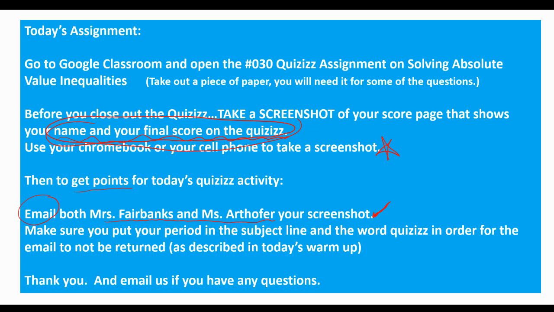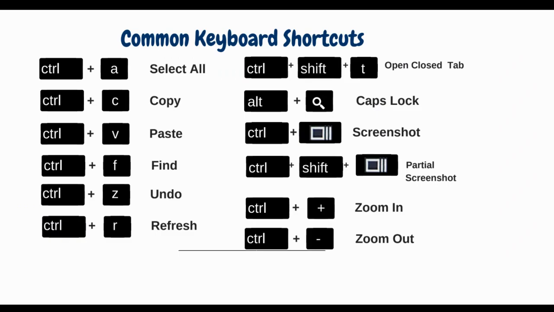And now, how to take a screenshot on a Chromebook is on the next slide. So these are common keyboard shortcuts for the Chromebook. So right here is how you take a screenshot. The control is down on the lower left, and this button is up in the top row, kind of in the middle. Okay? So if you need to take a screenshot with the Chromebook, that's how you do it.